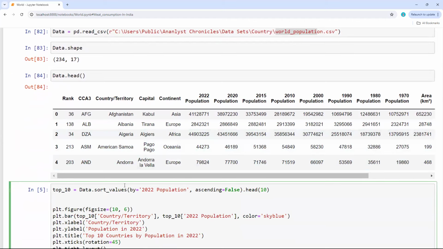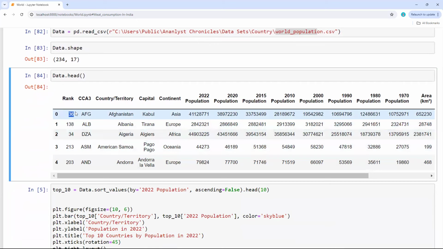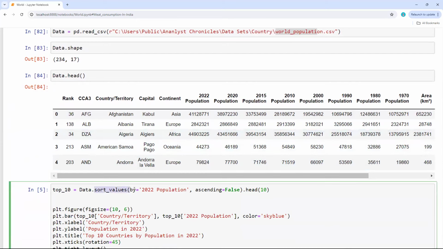So here, if I wanted to look at the top 10 countries, here you have the ranking, right? Top 10 countries by rank. This is how I sorted the values. My data is data dot sort_values, and here you need to give the column on which you want to sort the data. So here I wanted to sort the data with the 2022 population column.